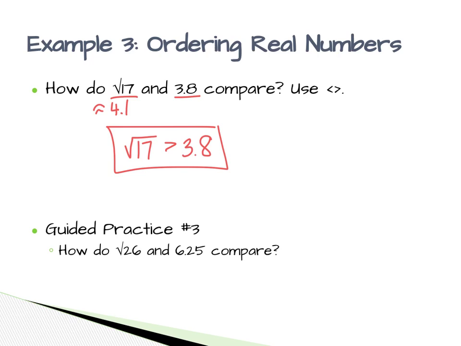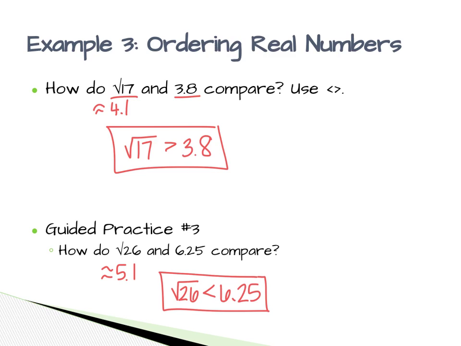Okay, got the square root of 26 and 6.25. So we're going to take the square root of 26 and get a decimal, and it's about 5.1. Well, 5.1 is less than 6.25, so the square root of 26 is less than 6.25. A lot of times students try to compare the decimals, but you have to compare in the form you were given. So I understand you need to find the decimal, but you don't compare the decimal down here. You compare what they gave you in the problem.